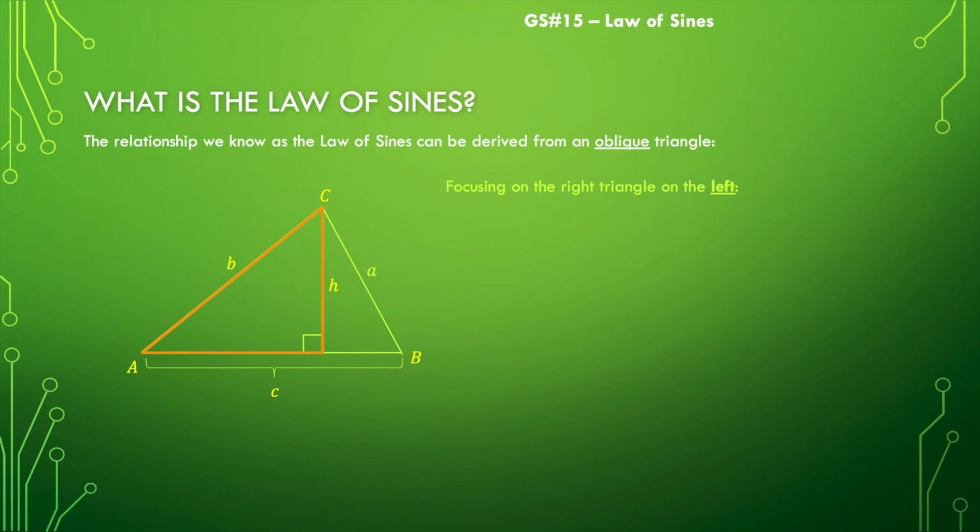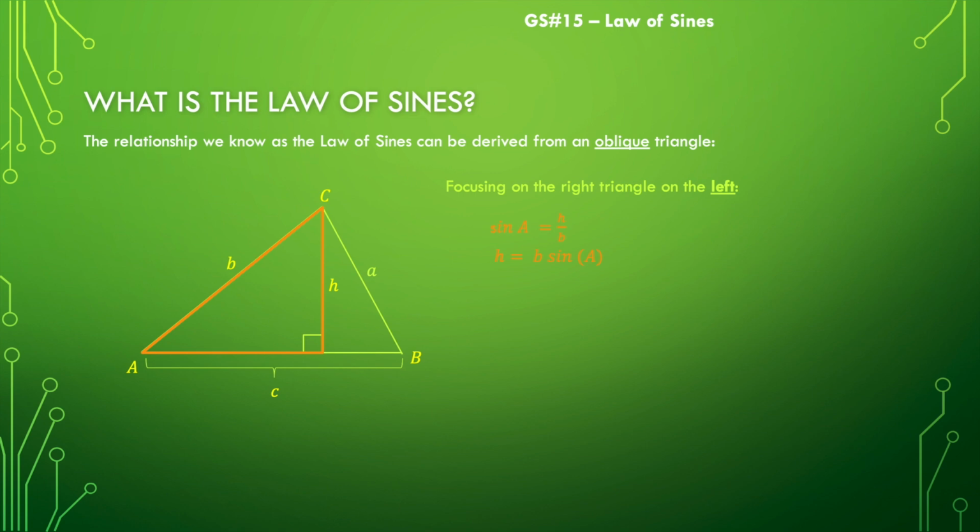If I'm looking at that triangle, what can you say about the sine of angle A? I think you should be able to say that that's the opposite side over the hypotenuse, or h over b. And if the sine of A is h over b, I can solve for the height of the triangle by saying that it is b times the sine of angle A.